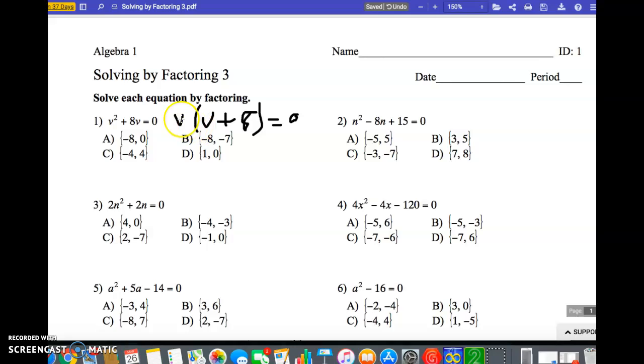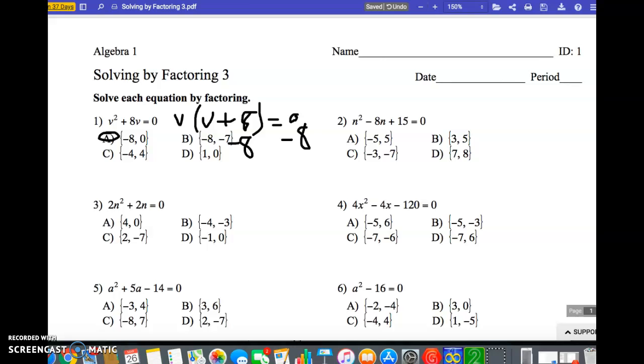But set these out, and then you can do V equals 0, which is one solution, which could be this one or this one. And for V plus 8, remember you can subtract 8 from both sides. If you do that, you're going to get V equals negative 8. That's your other answer. So negative 8 comma 0 will be that solution. All right, so that's the first part.